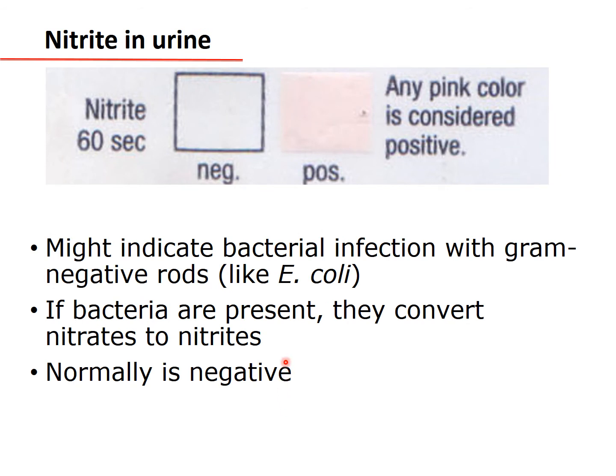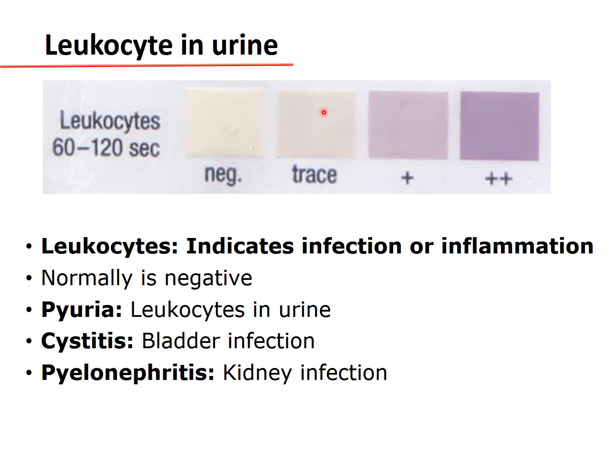Nitrite in the urine. It might indicate bacterial infection with gram-negative rods like E. coli. The bacteria, when present, convert the nitrate to nitrite. Normally, it should be negative. Leukocytes in the urine are indicative of inflammation. Normally it is negative. If you have leukocytes in the urine, that could mean pyuria. If we have a bladder infection, such as cystitis, or pyelonephritis, a kidney infection, all are indicated by the presence of leukocytes in the urine.